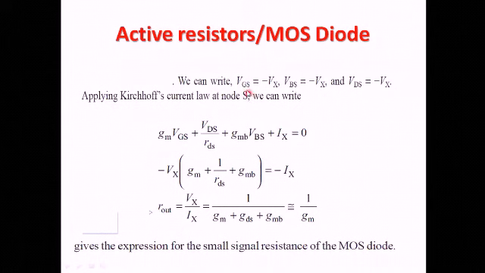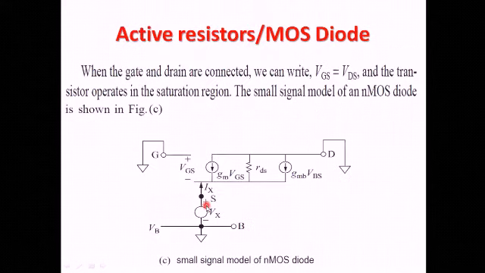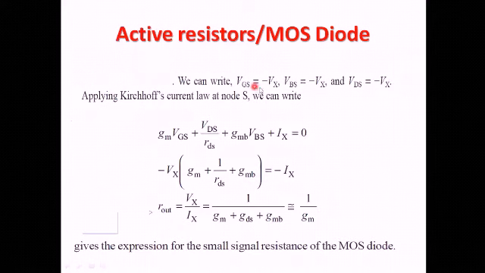Here we can write that VGS is equal to minus Vx, and VDS is equal to minus Vx. You can write all these things from this diagram. Consider first this diagram, plus and minus, this one. After that you can write these things. That is, VGS is equal to minus Vx, VBS is equal to minus Vx and VDS is equal to minus Vx.